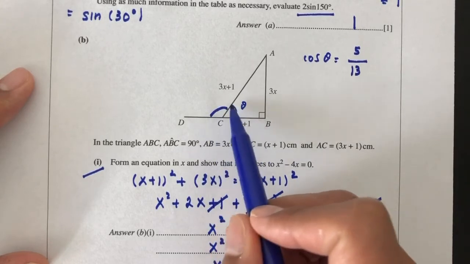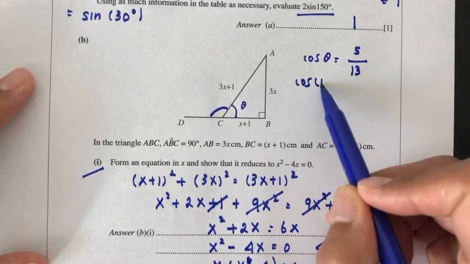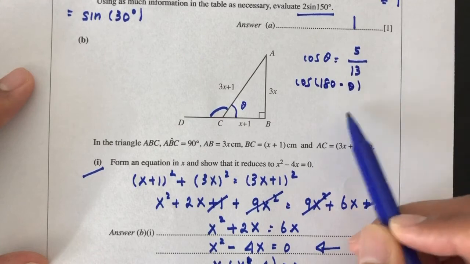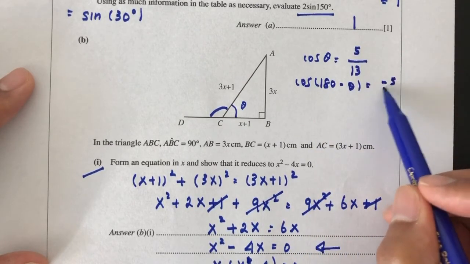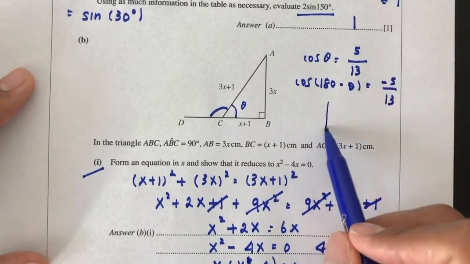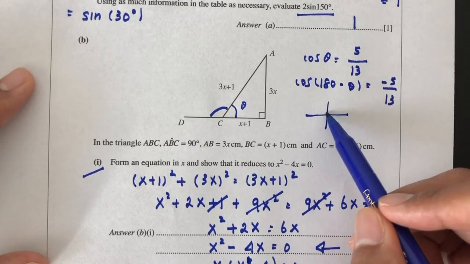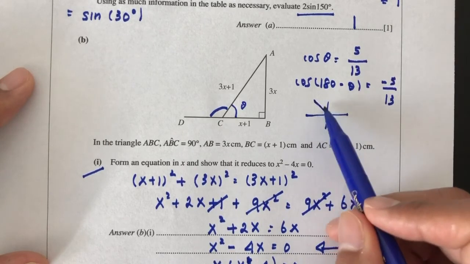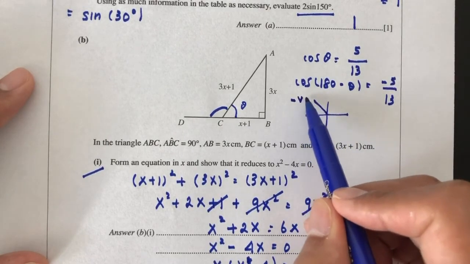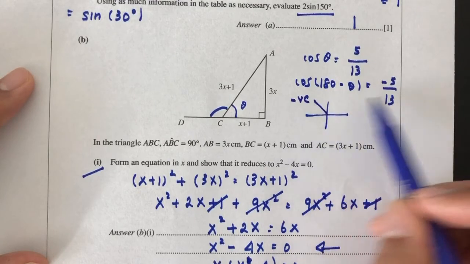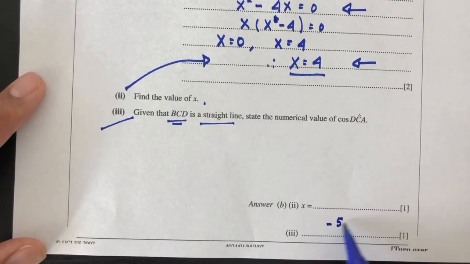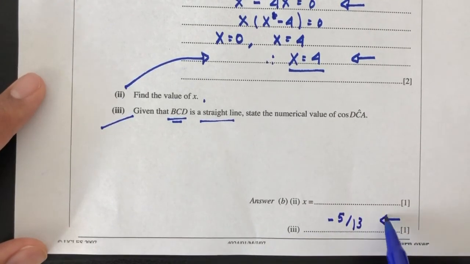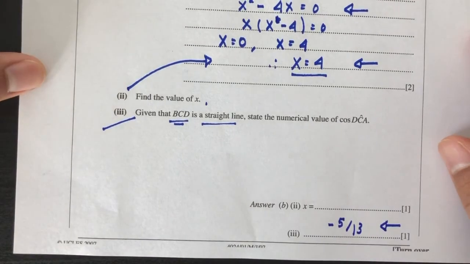So now the outside is what? It's just cos of 180 minus this, which is equal to minus 5 over 13. If you look at the quadrant, if the angle is in this quadrant, the value of cos is negative. Here it is positive, but here it's negative, so that's why you get this one. So state that will be minus 5 over 13. That will be part 3.